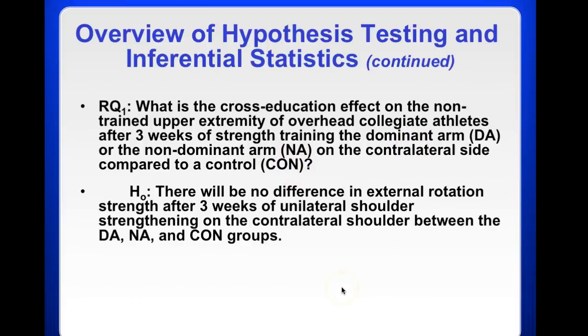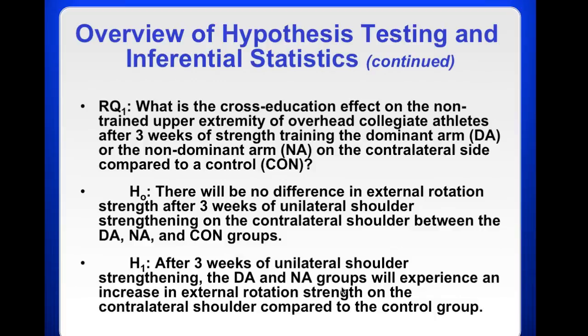So the null hypothesis says there will be no difference in external rotation strength after 3 weeks of unilateral shoulder strength training on the contralateral shoulder between the DA, NA, and control groups. However, my alternative hypothesis, so this is what I want to really happen, is after 3 weeks of unilateral shoulder strengthening, the DA and NA groups will experience an increase in external rotation strength on the contralateral shoulder compared to the control group.